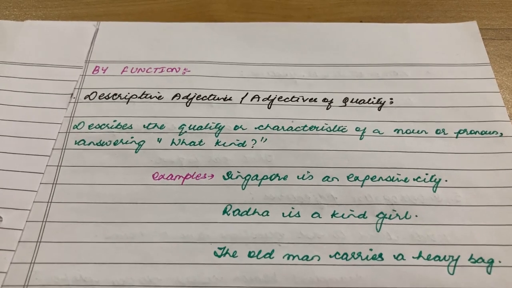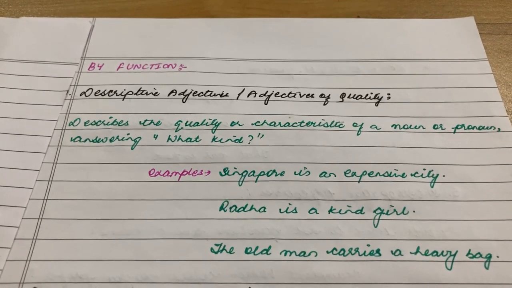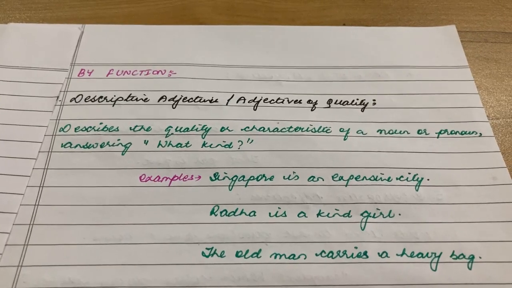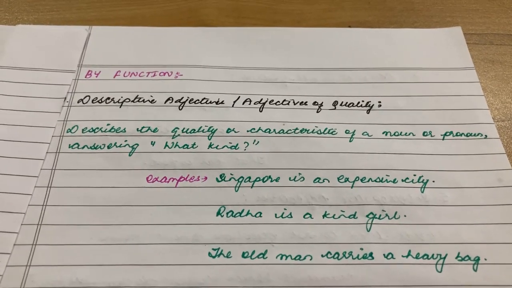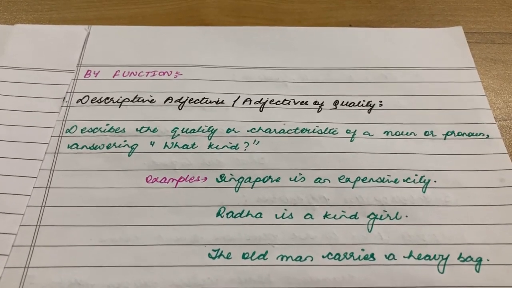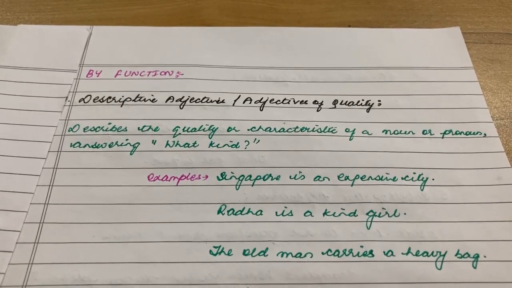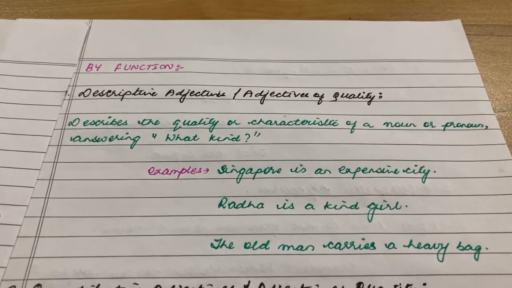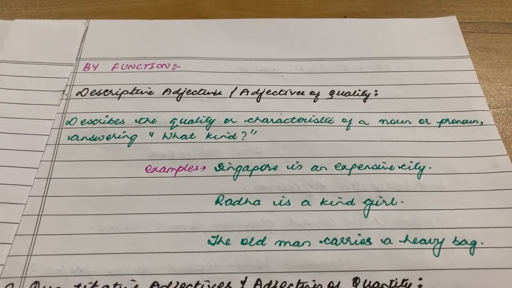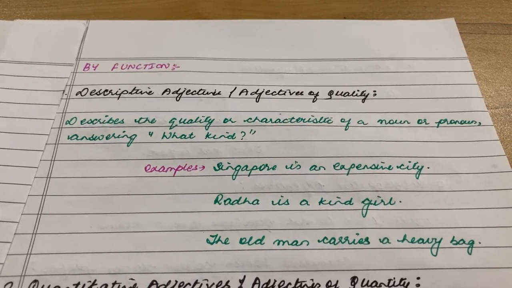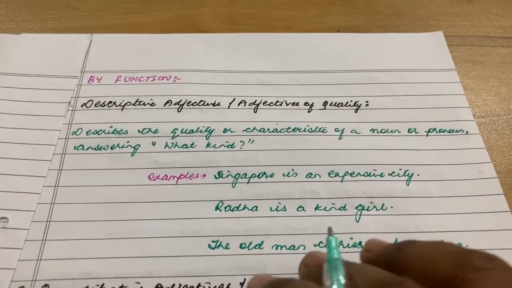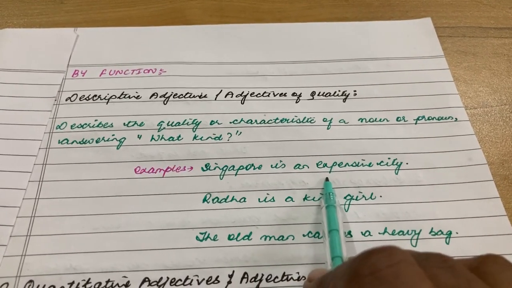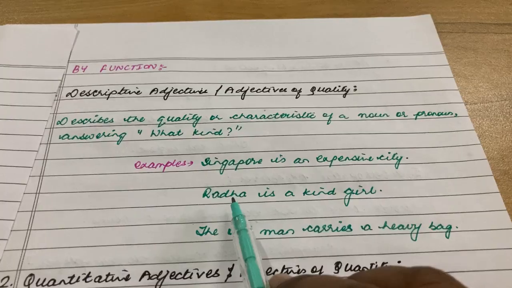So the adjective describes the quality or characteristic of a noun or pronoun, and the answer that we get is what kind. We know Singapore is a city, but what kind of city? Therefore the sentence is written as: Singapore is an expensive city. What kind of city is Singapore? It is an expensive city.